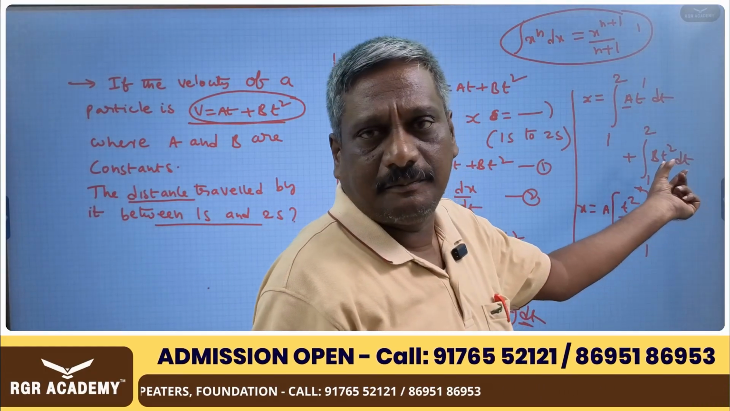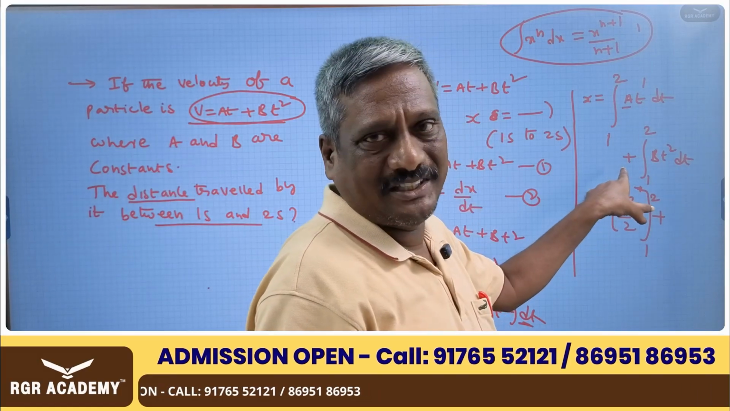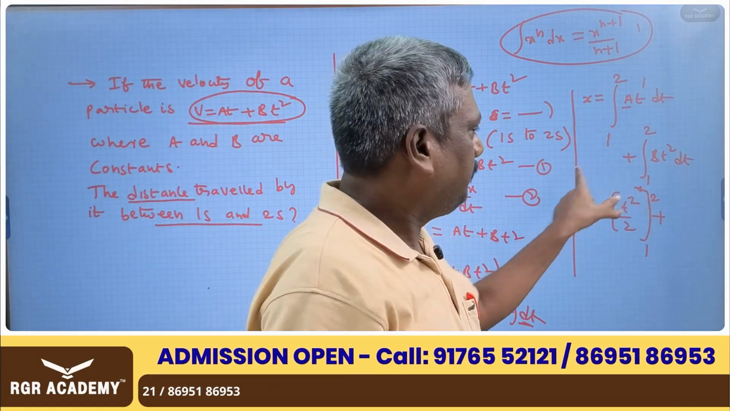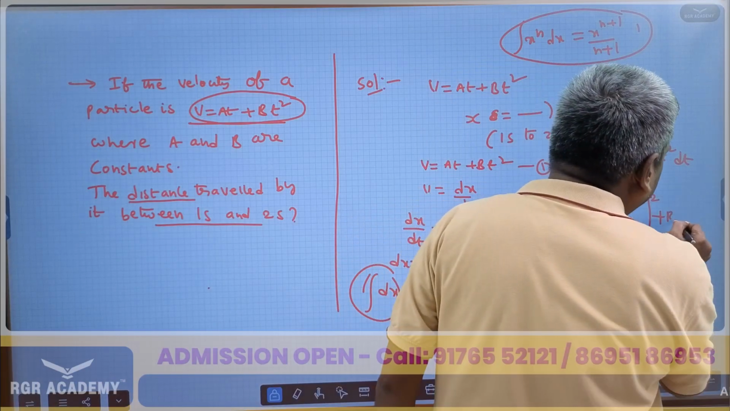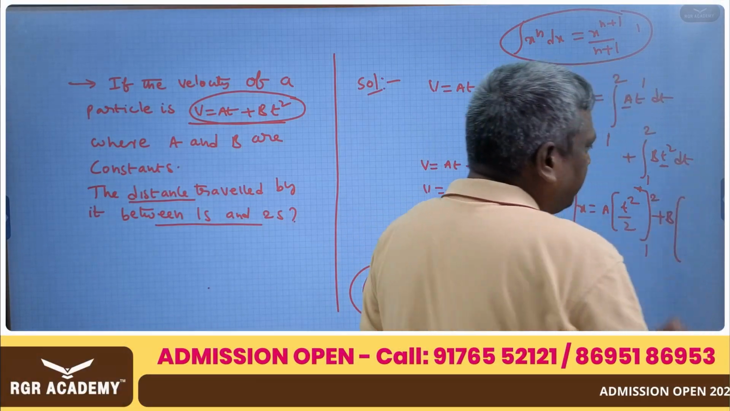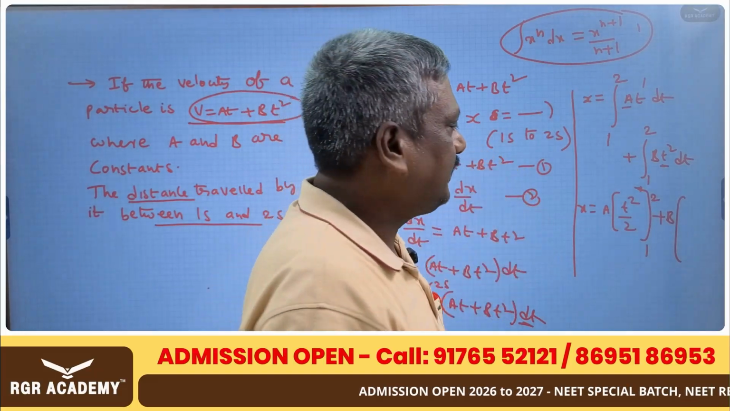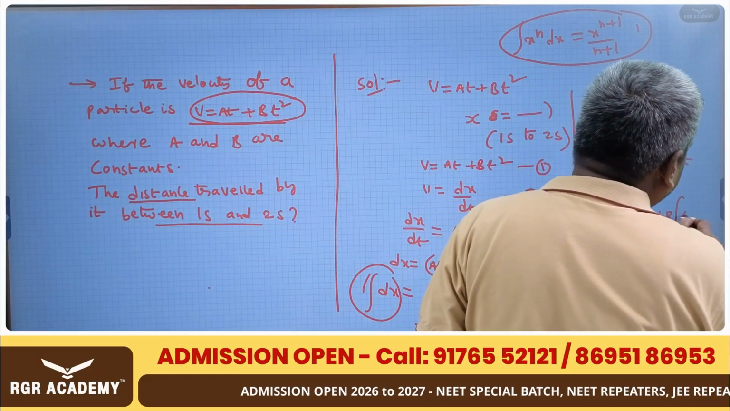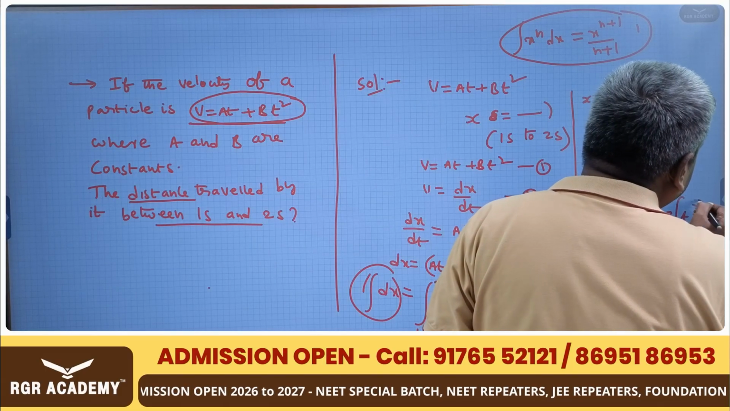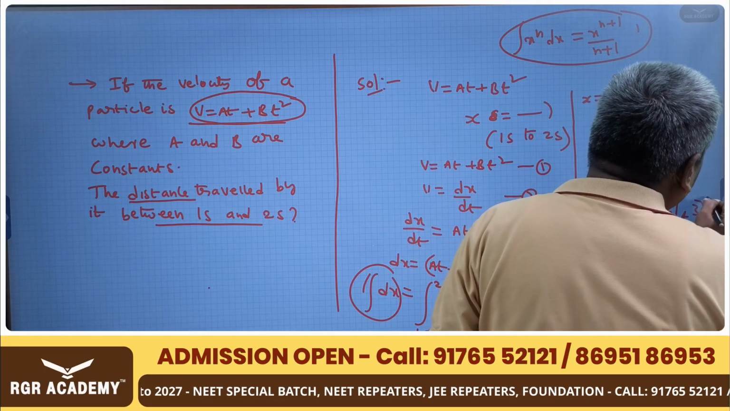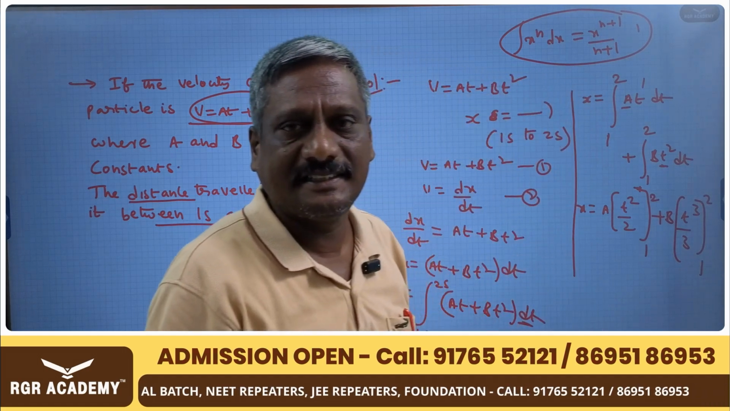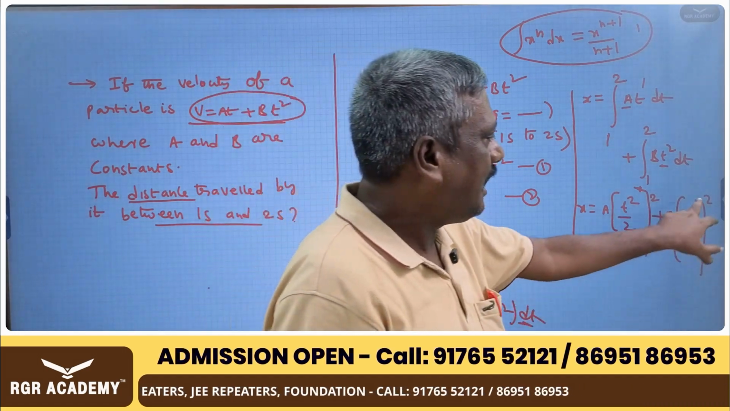Observe the second term. b is a constant term and can be taken out: b into integral t square into dt. Apply the same formula. t square into dt becomes t cube by 3, between the limits 1 second to 2 seconds. Apply lower and upper limits like this.